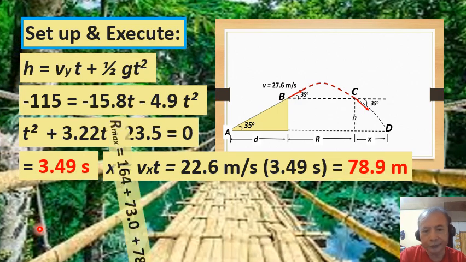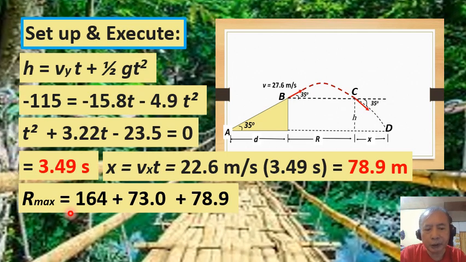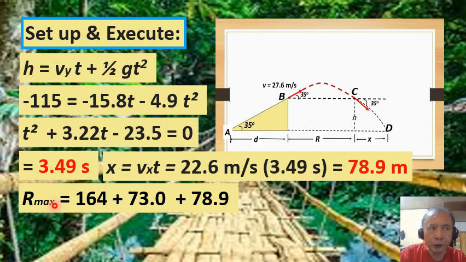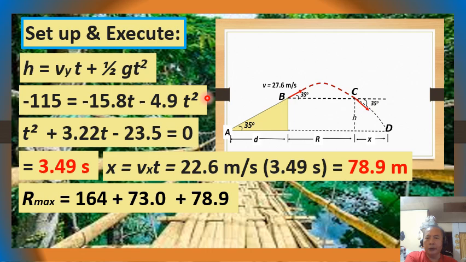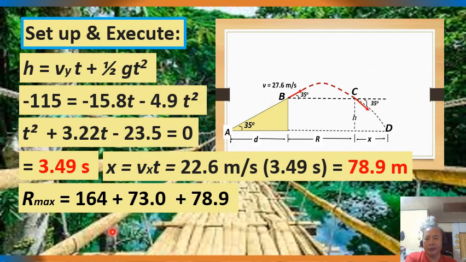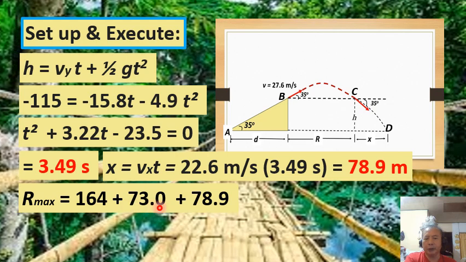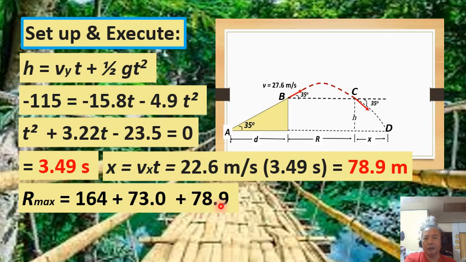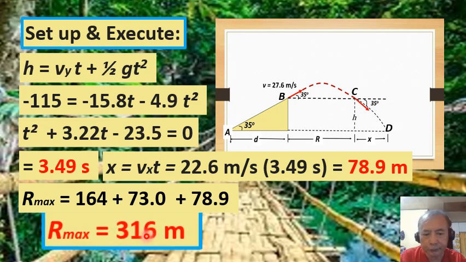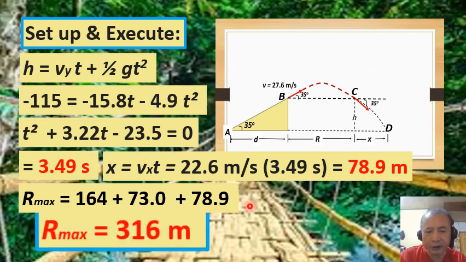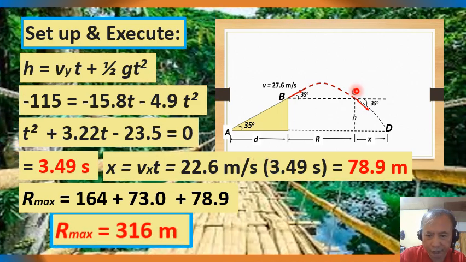So finally, our answer to question letter B, what is the maximum or greatest range acquired by the rocket measured from point A? Our answer is 164 meters plus 73.0 meters plus 78.9 meters for a total of 316 meters in three significant figures, right?